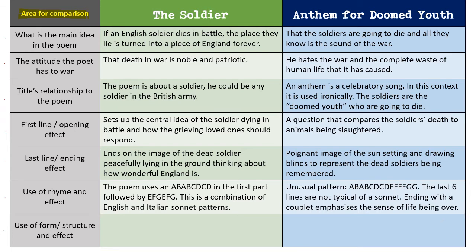Doomed Youth has a different pattern. It goes A, B, A, B, C, D, C, D, E, F, F, E, G, G. And the last 6 lines are not typical of a sonnet. So the first 8 lines in both poems are really similar. But in Doomed Youth, the last 6 lines go in a different direction. The key area is the E, F, F, E section, which is lines 7, 8.